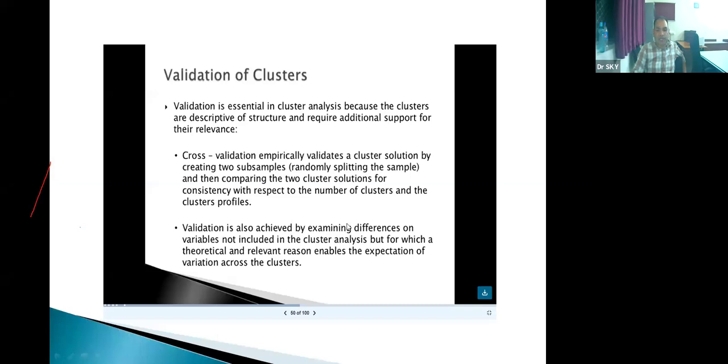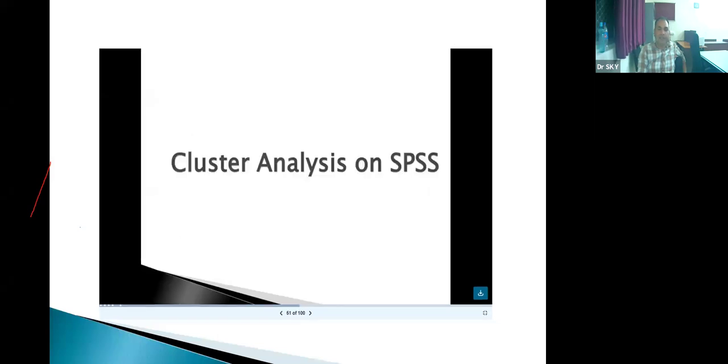Validation is also achieved by examining differences on variables not included in the cluster analysis. So we can see how the clusters differ on a variable not included in the analysis, but for which a theoretical and relevant reason enables the expectation of variation across the clusters. It is capable of discriminating among the units, but it is not included in the cluster analysis.